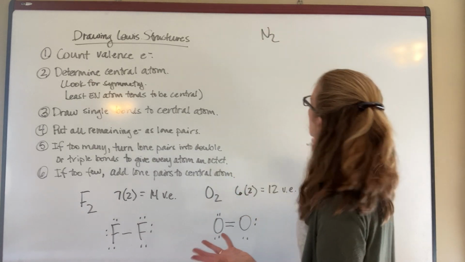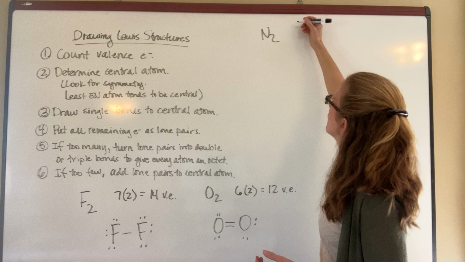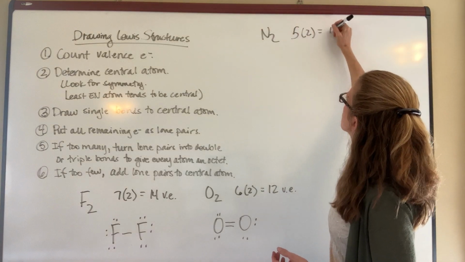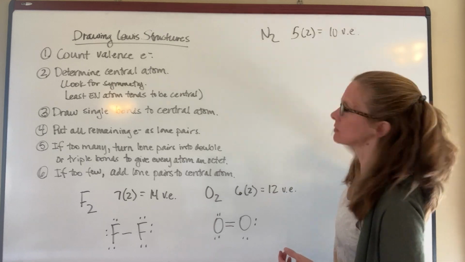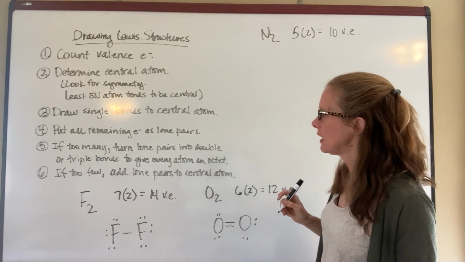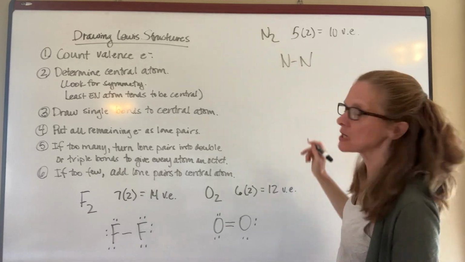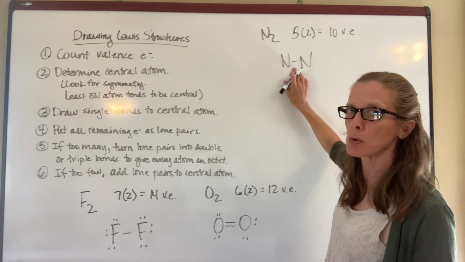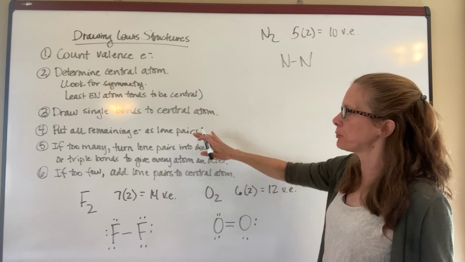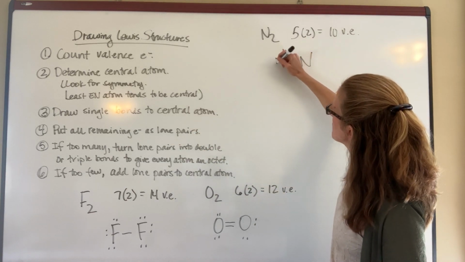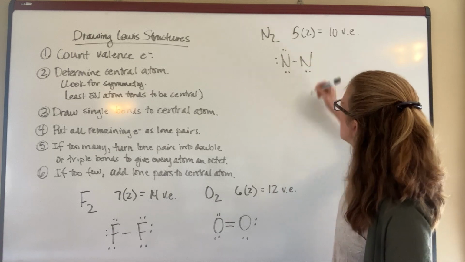What's that going to look like? Well, each nitrogen has 5 valence electrons, and there are 2 of them, so that's going to give me a total of 10 valence electrons to use, okay? So since I only have 2 atoms, I'm going to go ahead and combine them together with a single bond. So there's 2 electrons. Going to start putting the rest as lone pairs. So I've got 2, 4, 6, 8, 10.